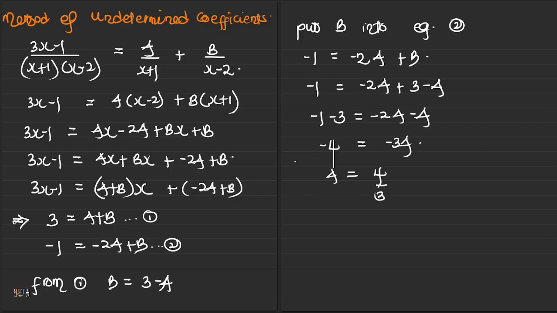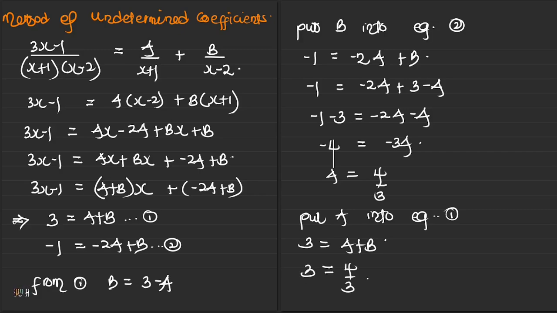Now let's put a into any of the equations to solve for b. So put a into, let's say, equation 1. You know equation 1 says 3 equals a plus b. So putting in our a, we have 3 equals 4 over 3 plus b. If you want to make b the subject, then b is equal to 3 minus 4 over 3.